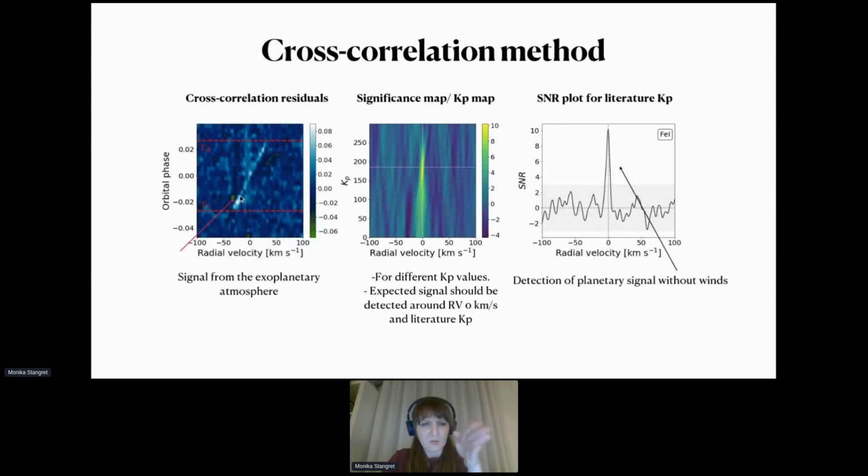And it's tilted because we are still in the stellar rest frame. And in this plot, the signal is injected to be able to see it by eye, because usually we are not able to see it by eye. We see it later when we coadd all the in-transit data.